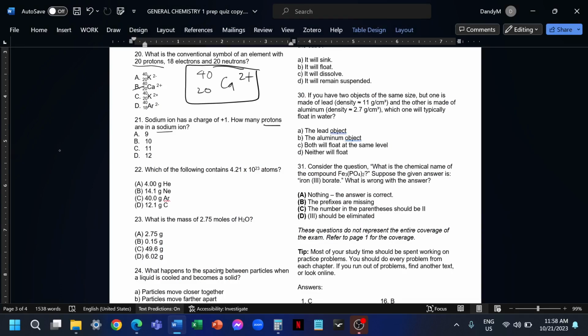So the answer here is letter C, 11 protons. So the first part is just a distraction. So make sure to carefully read each problem on the exam.